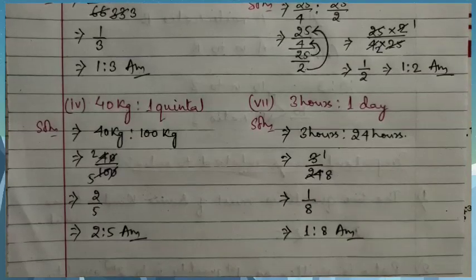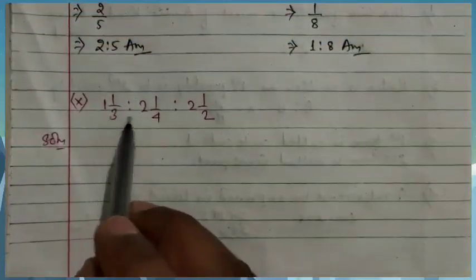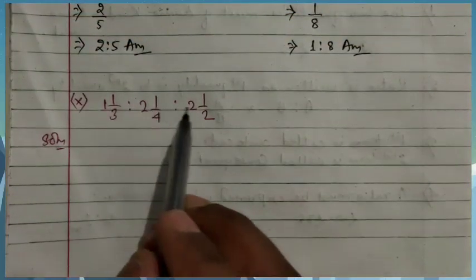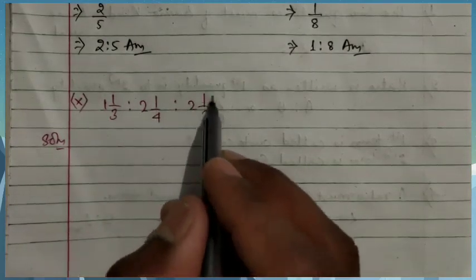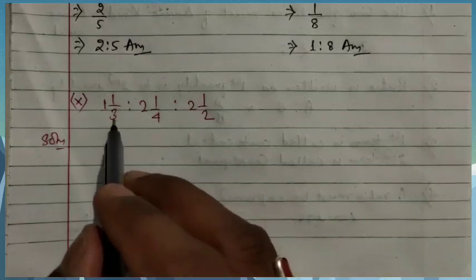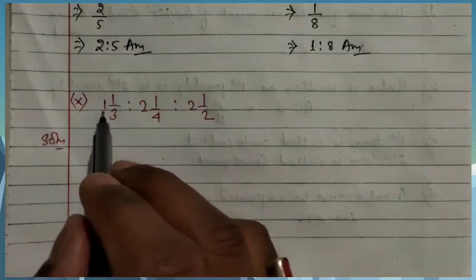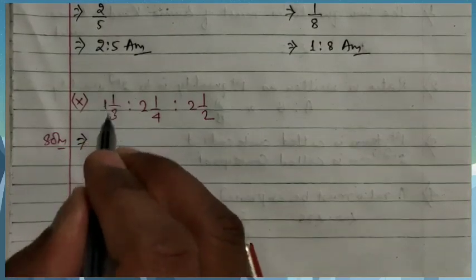One more question we will see, that is question number 9. Question number 9, here you can see that 3 terms are given in the ratio, and all these 3 terms are given in mixed fraction. What our task is? First our task is to convert into improper fraction. Let us start converting. 3 1s are 3 plus 1, 4.